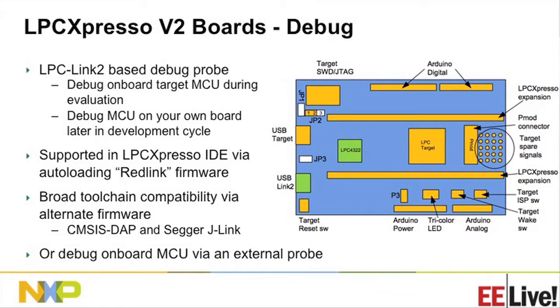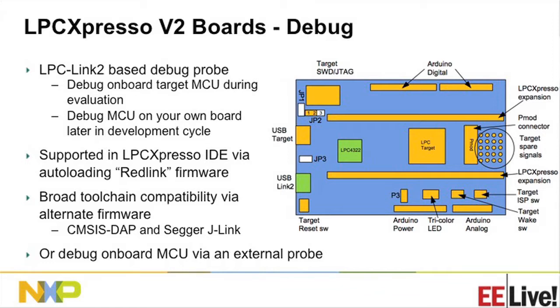But we also offer broad tools compatibility with other toolchain vendors such as Keil and IAR by having a number of other firmware versions available. So we've got CMSIS-DAP, and also SEGGER J-Link compatible software. This means if you don't want to use the LPCXpresso IDE with these boards, you can use your other favourite toolchain if that's what you want to do.